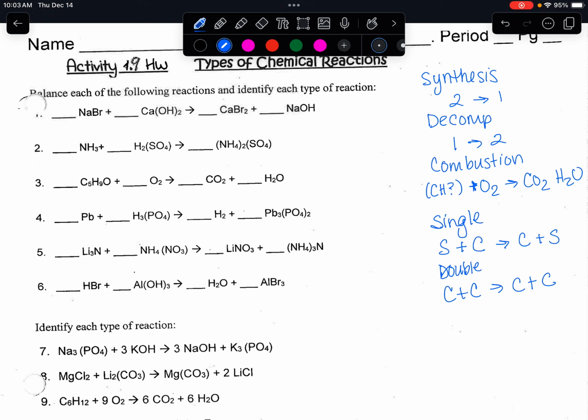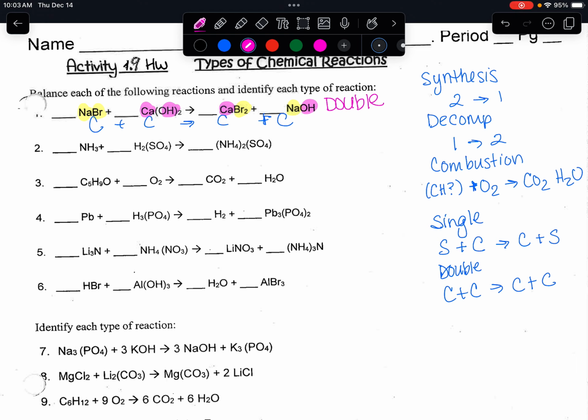So with that in mind, let's look through some of these. We're not going to go over all of them, but I'll give you a couple examples of each one. So let's look at number 1 up here. I have NaBr, and on my reactant side, my Na and my Br, on my product side, got split up. I have Ca and OH2, and on my product side, those got split up, and they all joined into new compounds. So I have something complicated plus something complicated yields something complicated plus something complicated.